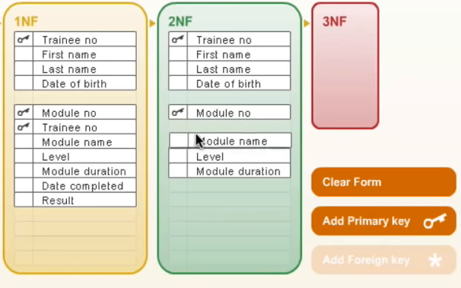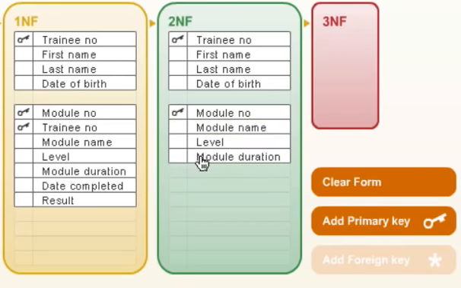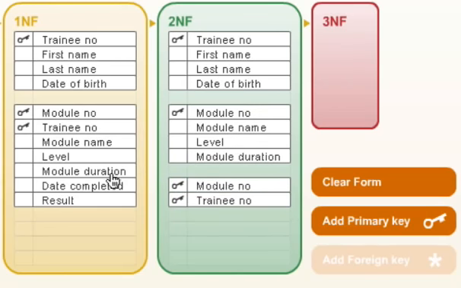I'll take that out, wrong place. Okay, so I've taken that out and I've split them up. As you can see, there's a link between the two, because obviously I've got module number up there. So this is all in second normal form. Finally, we need to move it into third normal form.